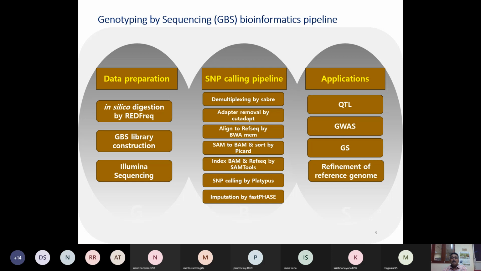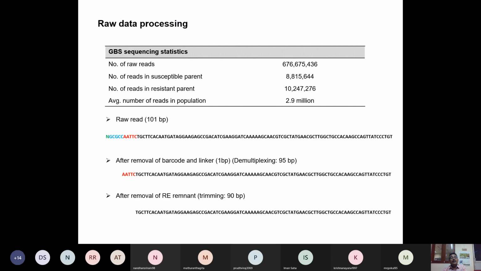In this case, we go for QTL and also the reference genome alignment. Okay. So I already told you that in this case we got 2.9 million reads on average. The raw read length in this case was 101 base pair. After removal of adapters, trimming of adapters and other linker sequences, and finally the barcode adapter linkers, we got around 90 base pair read length for the individual samples. This is for SNP genotyping, and this is enough for this kind of work.